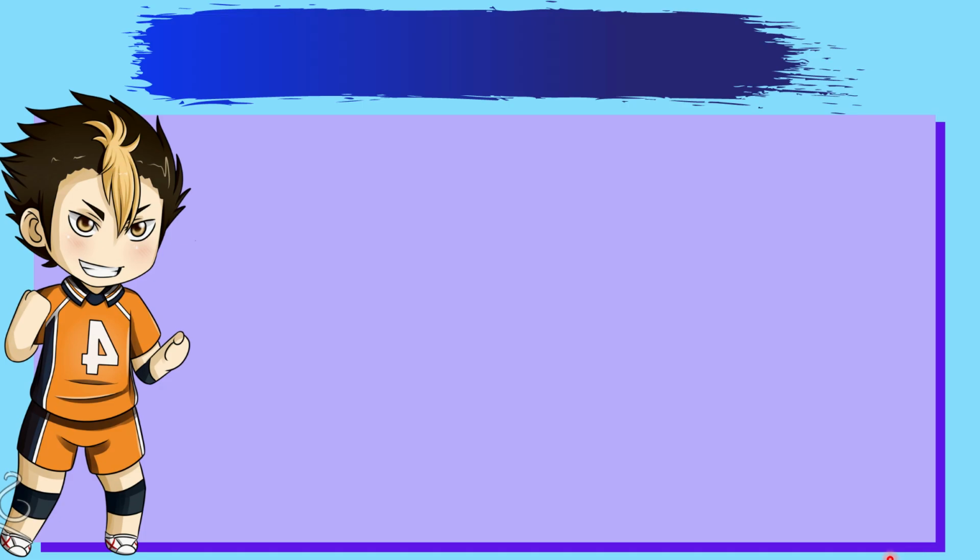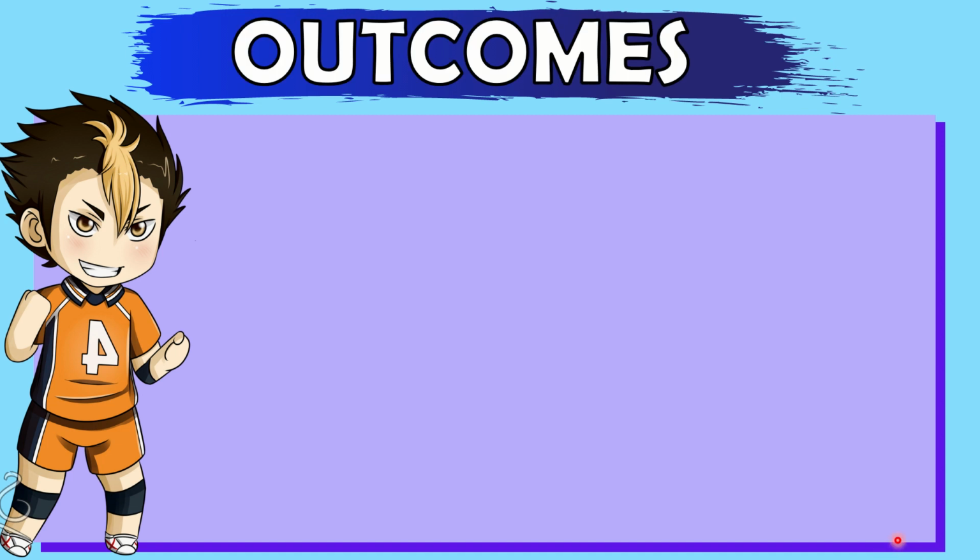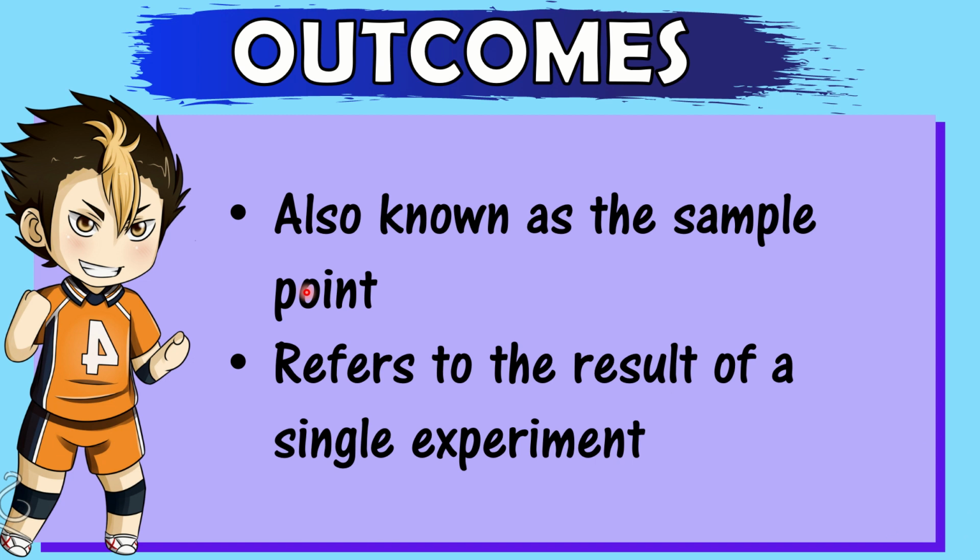So first, review muna tayo, 'di ba? Na-discuss na 'to dun sa video kahapon. So outcomes. Ano ba yung outcomes? So when we say outcomes, it is also known as the sample point, and it refers to the result of a single experiment. Okay, when we say experiment po sa mathematics, those are events na, for example, tossing a coin, rolling a die, yun po ay mga examples ng experiments.